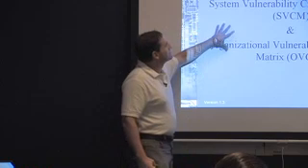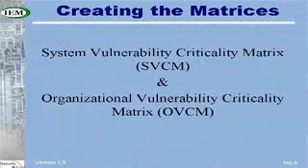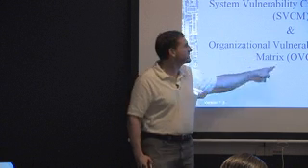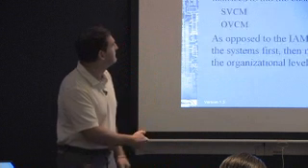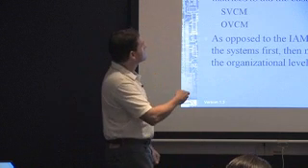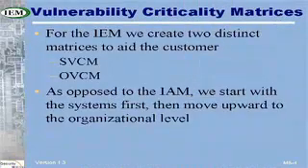Okay, so there's two types of matrices you're going to create. One is a system vulnerability criticality matrix, which is an SVCM, more acronyms, yes. And the other is the organizational vulnerability criticality matrix, which is the OVCM. They are two distinct matrices. One obviously focuses on the system, one focuses on the organization.